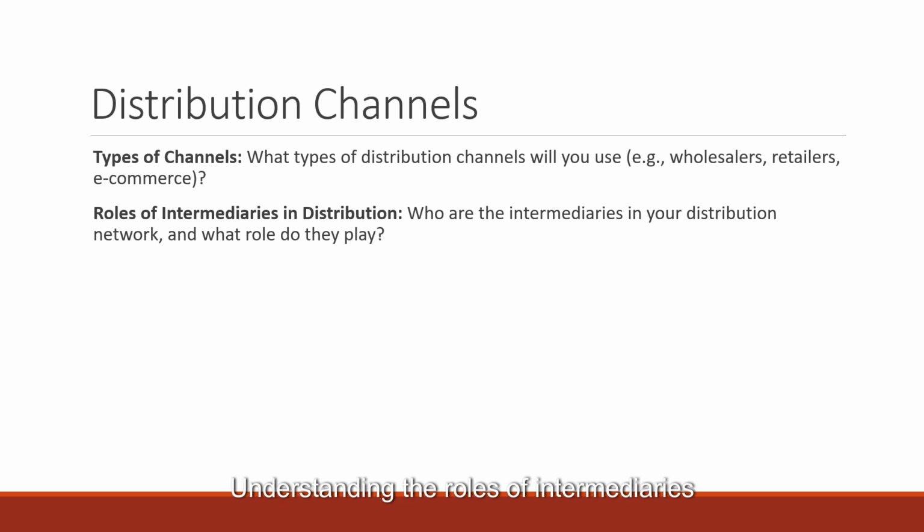Understanding the roles of intermediaries within the distribution network is also essential. Intermediaries like wholesalers, distributors, and retailers act as middlemen who facilitate the movement of products from the manufacturer to the end user. Each intermediary has a specific role that adds value to the distribution process, such as providing warehousing, managing inventory, or enhancing product visibility. Knowing the function and importance of each intermediary helps us establish a smooth and efficient distribution network that meets customer demands.